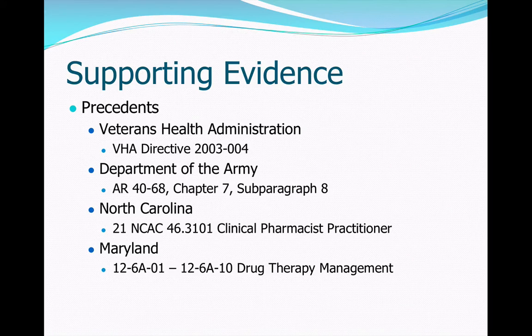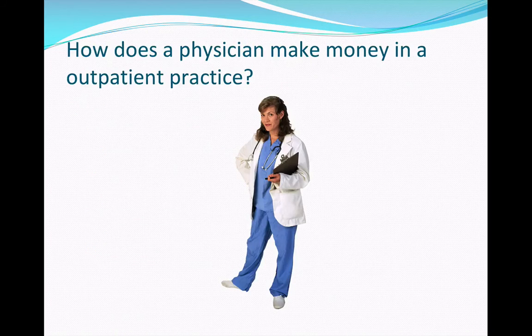There's numerous supporting evidence. I talked about the VA system. The VA system has been doing collaborative practice type agreements all the way since the early 1990s. And so has the Indian Health Service, so has most all of our armed services. North Carolina, I talked about their enhanced pharmacy service network. They're doing a lot of this with clinical pharmacist collaborative practice agreements. Maryland has done something very similar with drug therapy management in their state.